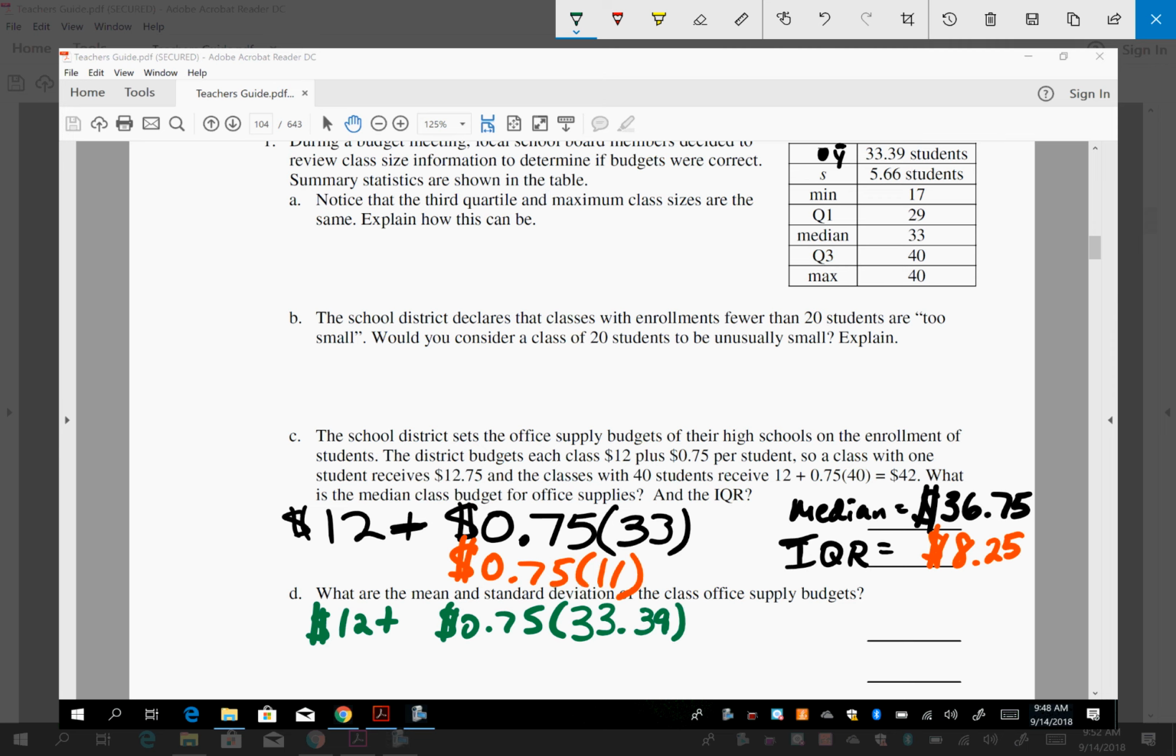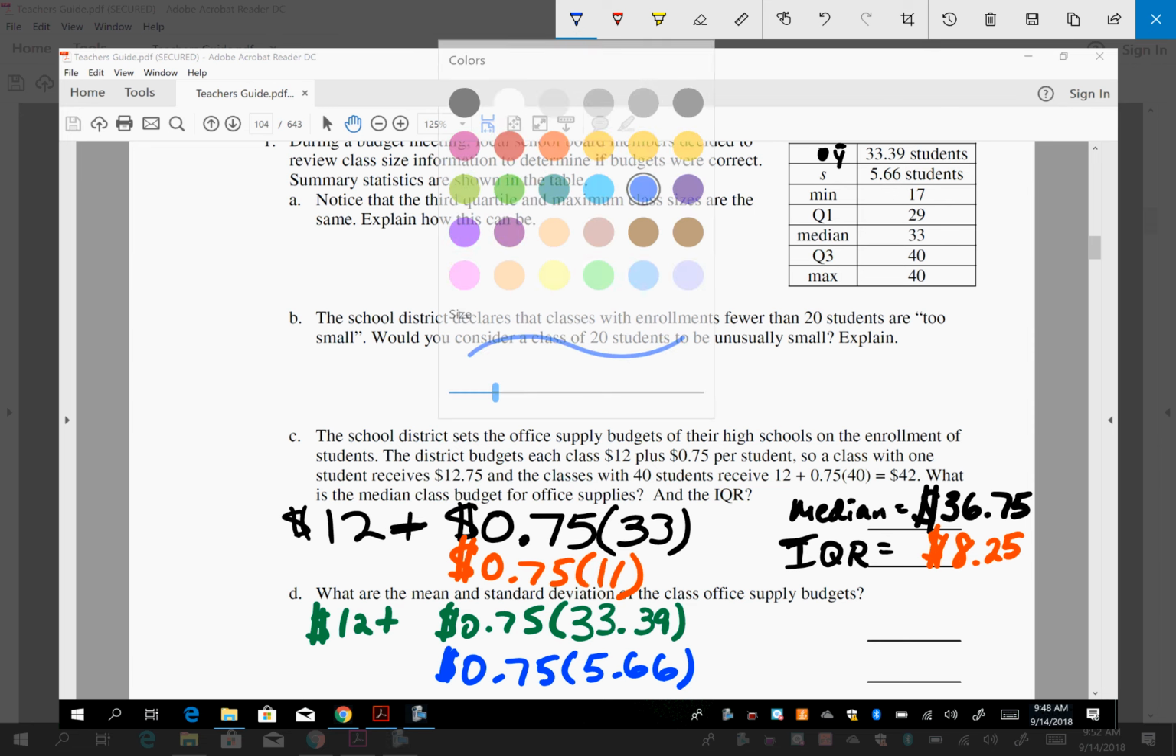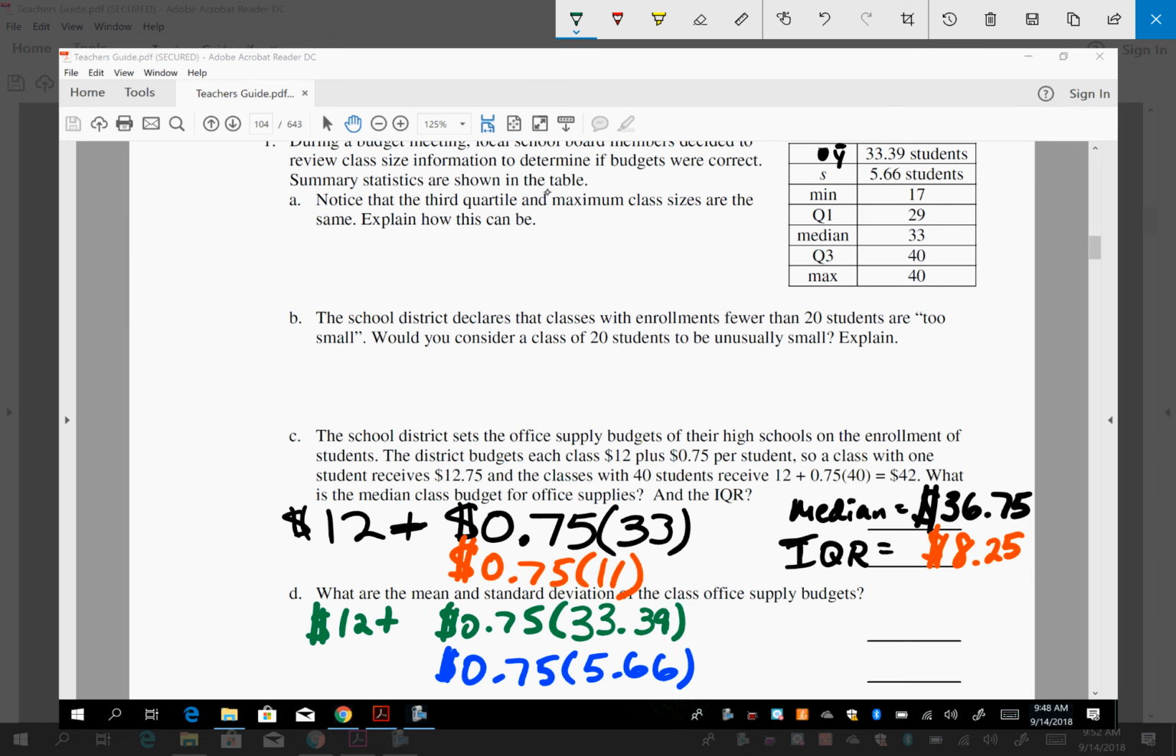They did 33.39 is the average, Y bar. Up at the top, that Y bar is the average. And then to find the standard deviation, you're going to do just 75 cents times 5.66. Very good. Okay, and that will give you your answers.